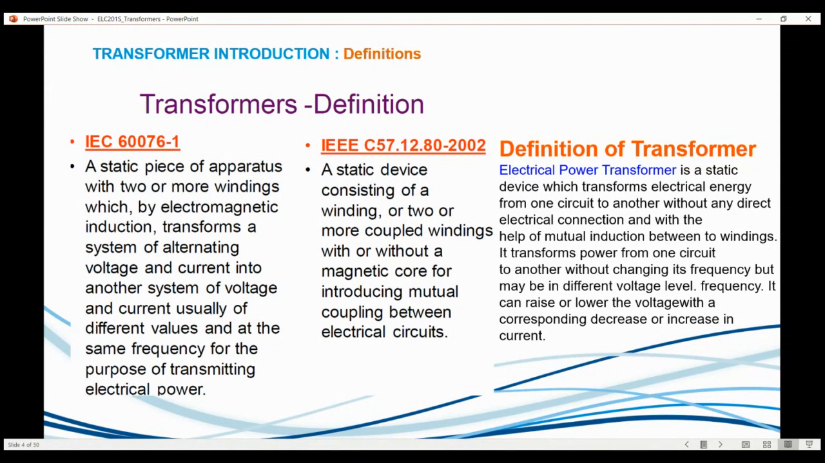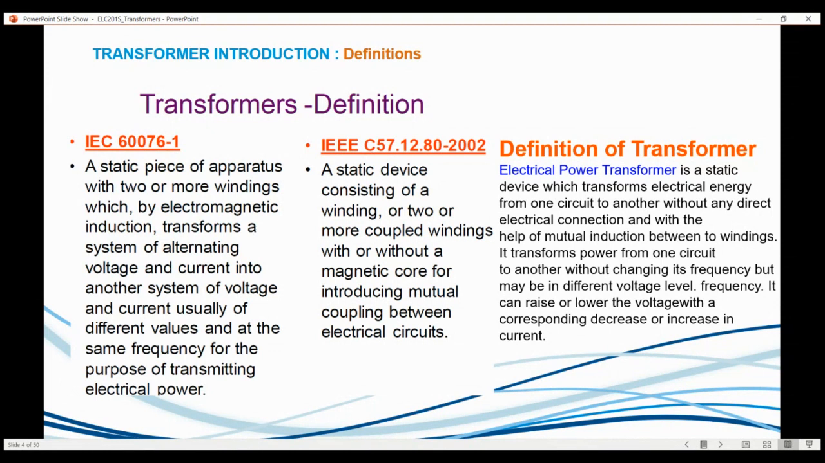The IEEE definition, Institute of Electrical and Electronics Engineers, says it's a static device consisting of a winding, or two or more coupled windings, with or without a magnetic core, introducing mutual coupling between circuits. So it's a bit more electrical, you know, the vocabulary there, especially with induction and the coupling.